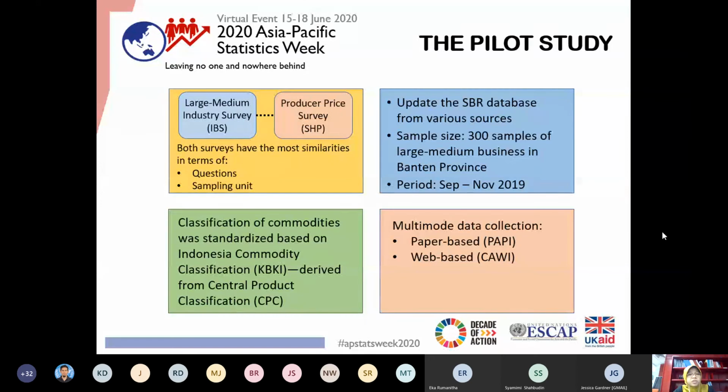The main reason for choosing the two surveys to be integrated was because they have the most similarities in terms of questions and also sampling unit. In the blue box, you can see that we updated the SBR database from various sources to make it ready as the sampling frame for the integrated survey. In terms of commodity classification, we standardized the code using the Indonesia commodity classification, as can be seen in the green box. And another new thing in the study, shown in the orange box, was that the integrated survey offered multi-mode data collection, which were paper-based survey or PAPI, and also web-based survey or KW.